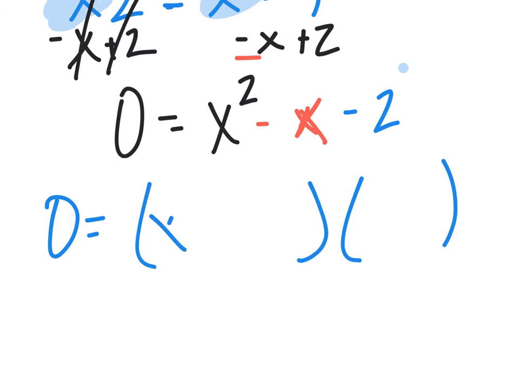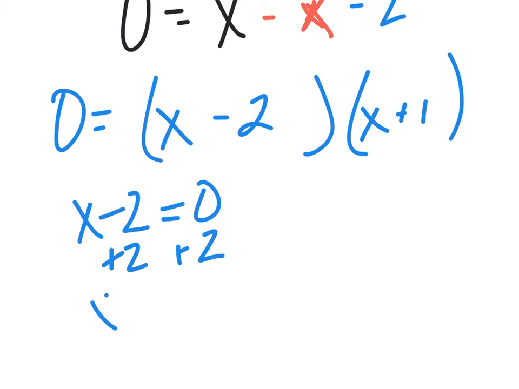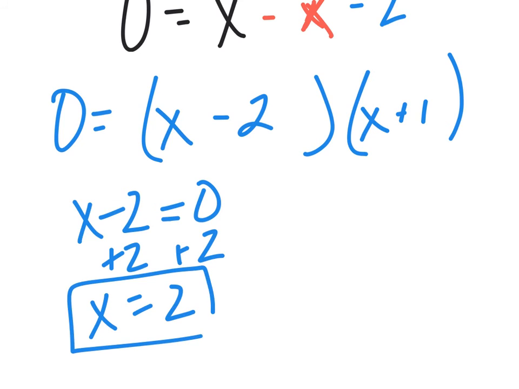So we're going to start with x and x. And we think about what two numbers are going to multiply to get us negative 2. So that could be negative 2 and 1, or 2 and negative 1. Knowing that I have to add to get a negative 1, I'm going to pick the negative 2 and positive 1. So the last step here is just to solve each factor. x minus 2 equals 0, so x equals 2. And x plus 1 equals 0, so x is going to equal negative 1.